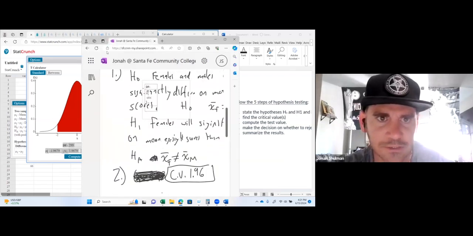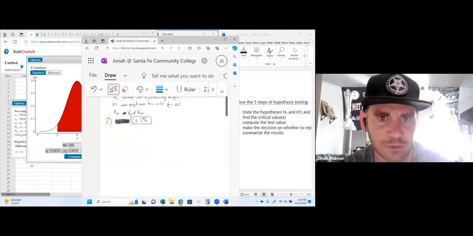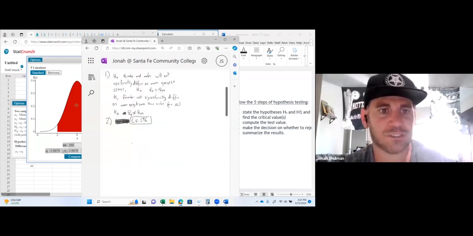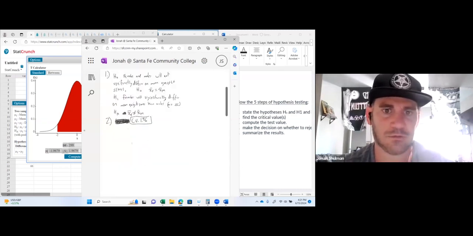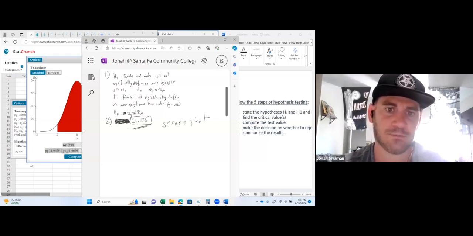Yeah, they don't let you paste it. That's kind of annoying, but what can you do? I would screenshot this. I'd screenshot the calculator where I got the 1.96 from.